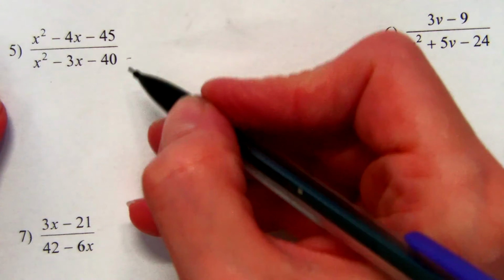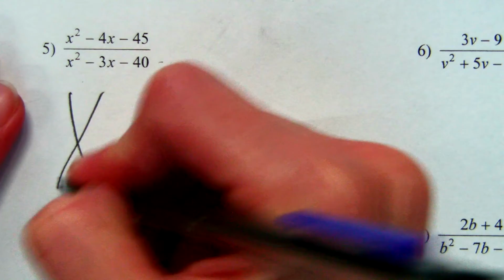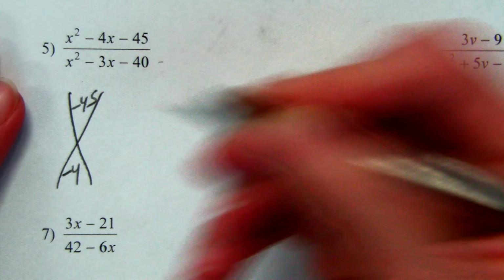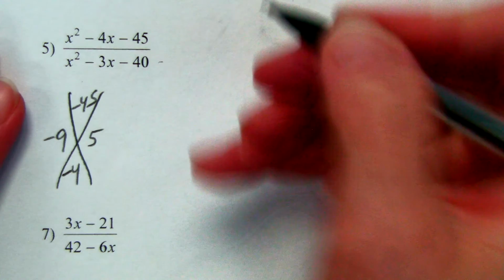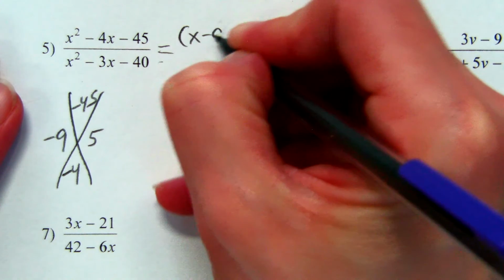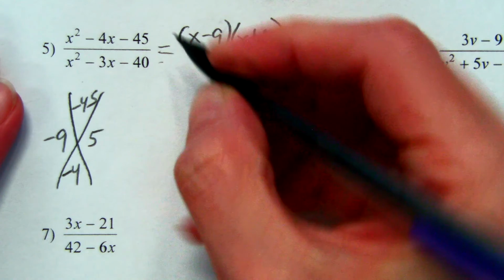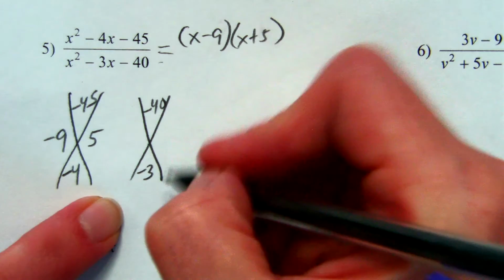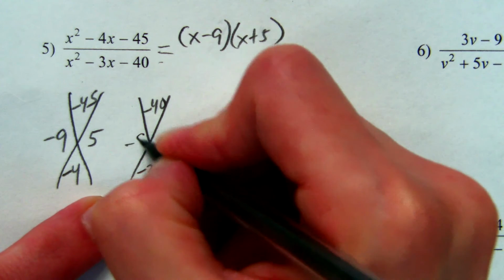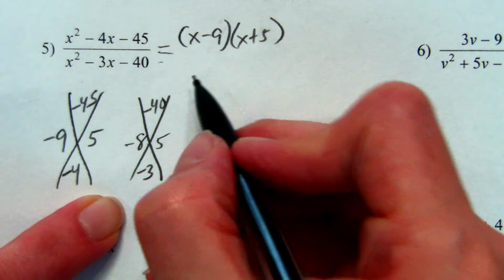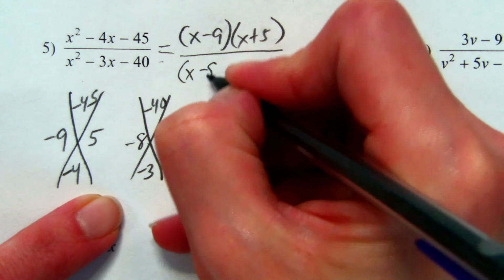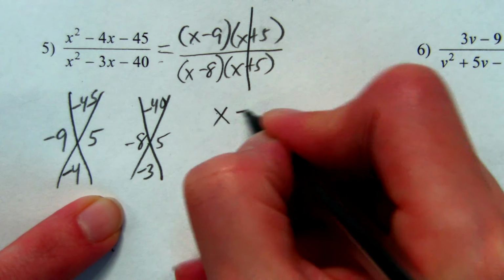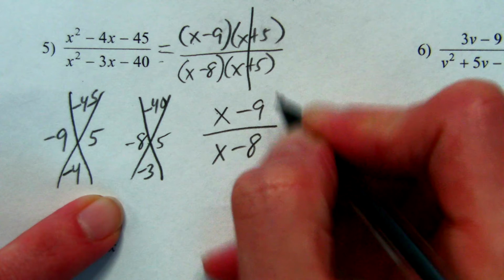All right, so let's do the next one. On the top, we're multiplying to make negative 45. On the bottom, negative 9 and 5. You guys are so fast. So x minus 9, x plus 5, and then the next one, we're multiplying to make negative 40 and adding to make negative 3. So negative 8 and 5. So x minus 8 and x plus 5. So the x plus 5s can cancel. We get x minus 9 over x minus 8.